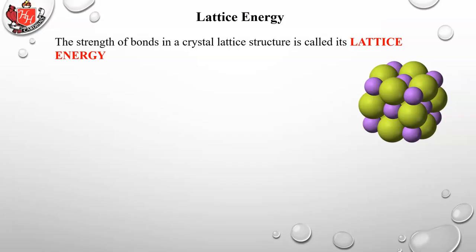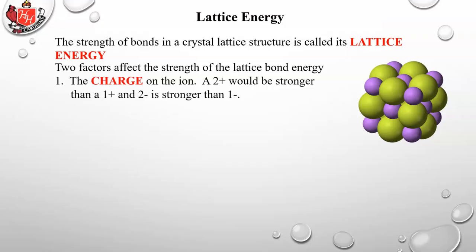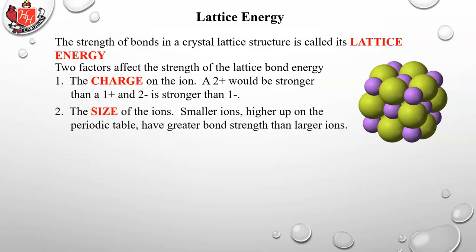The strength of bonds in a crystal lattice structure is called its lattice energy. Two factors affect the strength of the lattice bond energy. One, the charge on the ion. So a 2 plus charge would be stronger than a 1 plus charge, and a 2 minus charge would be stronger than a 1 minus. And two, the size of the ions. Smaller ions higher up on the periodic table have greater bond strength than larger ions.